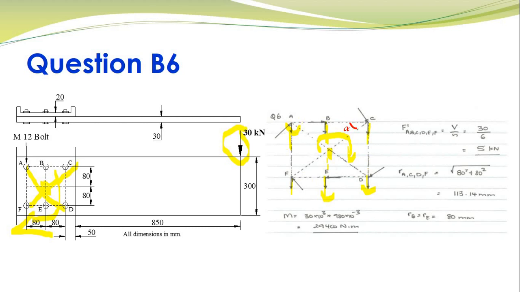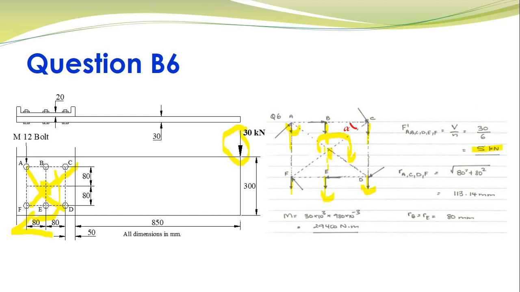We haven't started with the solving part yet. Now what happens is I can find my primary shear. Primary shear is simply given as V over N. V is the load that is applied and N is the number of bolts that is used. So in this case I have said that primary shear on all the bolts is going to be the same. So 30 divided by 6, you get 5 kilonewton. Okay, so that's your primary shear.